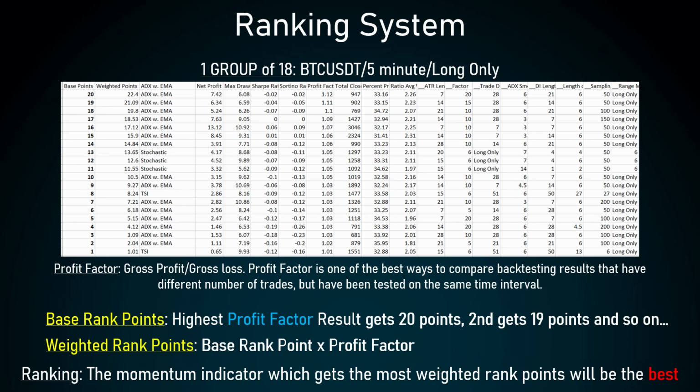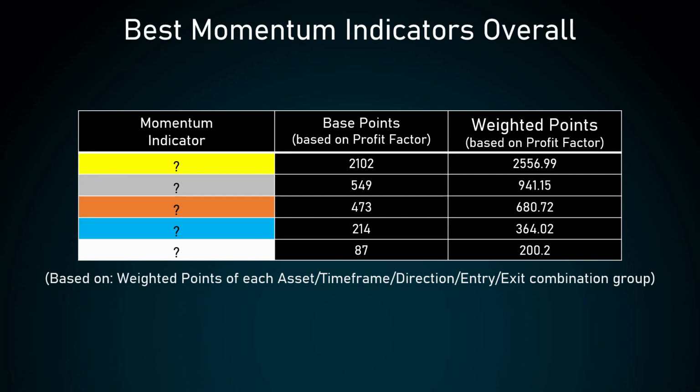And finally, to find out which momentum indicator is the best C2 entry confirmation indicator, I added together all the base points and weighted points of all the 18 groups, and the momentum indicator which gets the most points will be the best momentum indicator.